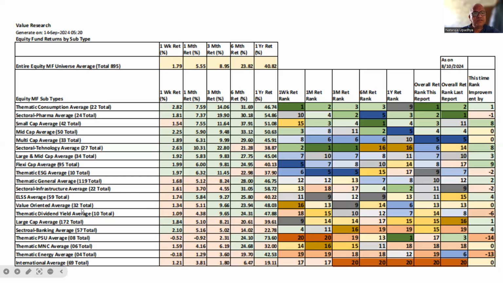Value oriented funds, red for 1 week and 1 month, otherwise green for 3 months, 6 months, and 1 year. Overall ranking is 13, and last time also 13. So no gain, no pain.